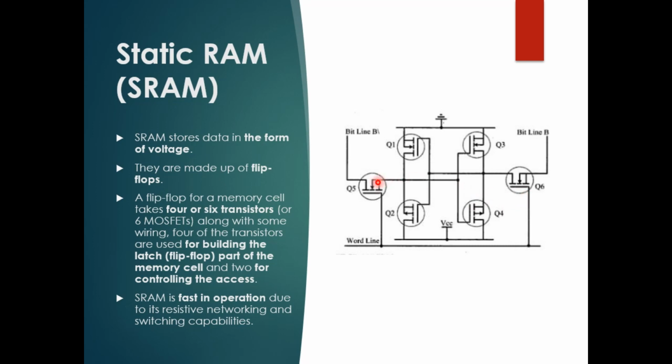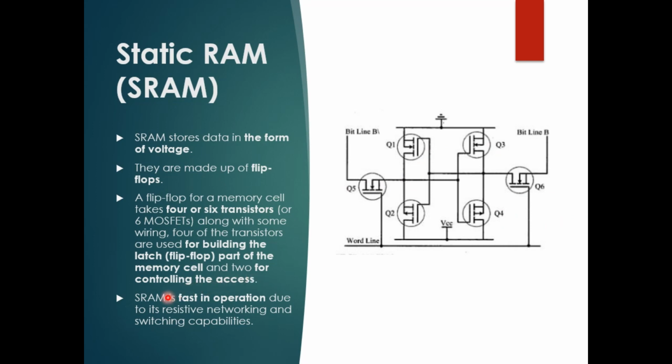Because we have to control read operation or write operation, because a RAM can have both. You can read from this cell or you can write into this cell. So that is controlled by Q5 and Q6. Switching on and switching off Q5 and Q6 will give you that ability.